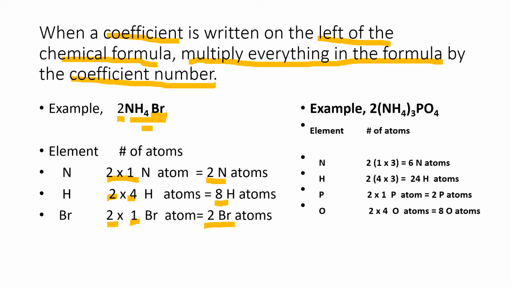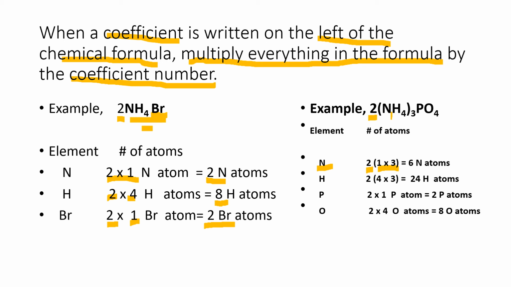Another example is 2 coefficient ammonium phosphate. So again, multiply everything by the coefficient. So the coefficient is 2. So that is why for nitrogen, you have 2 coefficient times everything inside the parentheses. You have 1 nitrogen times 3 outside the parentheses, right? So 1 times 3 is 3, times 2 is 6 nitrogen atoms.